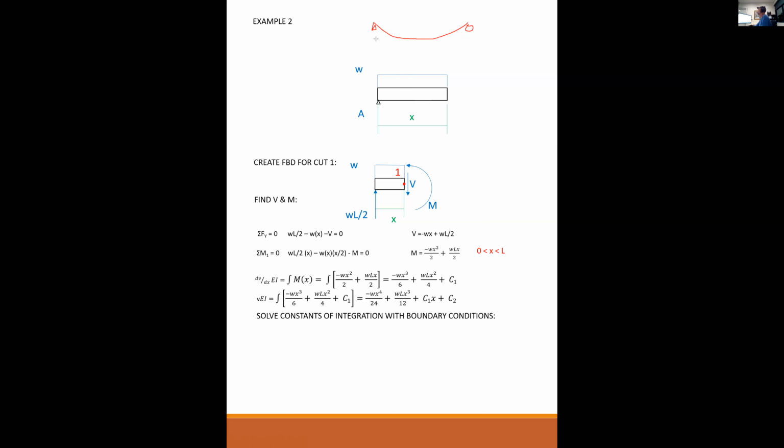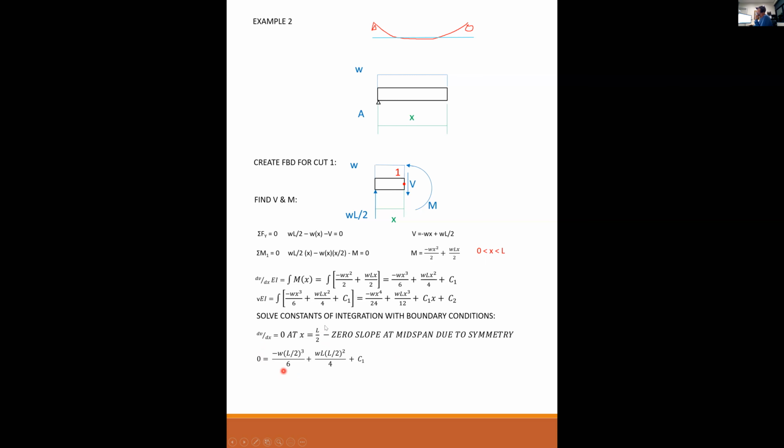Bingo. Thank you. At L over 2, it's surprisingly difficult to draw this, right? But at L over 2, right there, the slope is equal to 0. Okay, so that's what I'm going to say. The slope is equal to 0 at x equals L over 2.